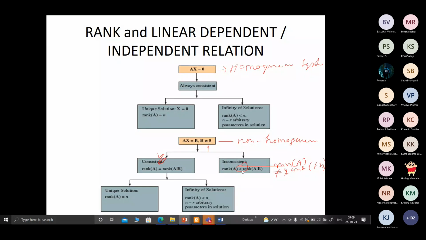In fact, rank of A is less than the rank of AB. Here it is 2, here it is 3. It's satisfied. So no solution. This you can now keep in mind. It's useful.